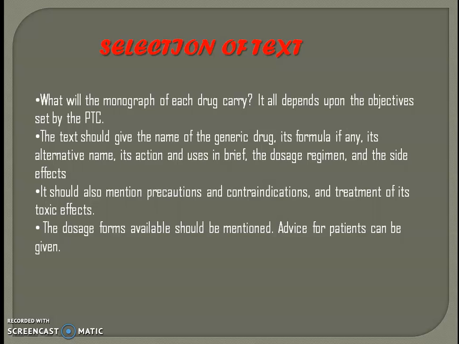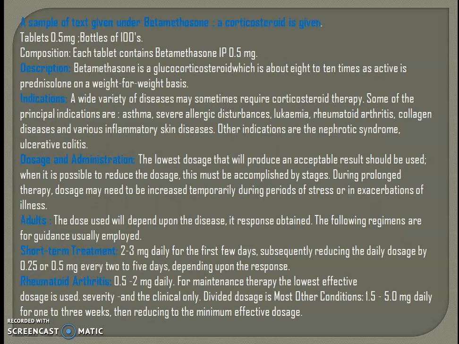Text should give the name of the generic drug, its formula if any, alternative names, its action and use in brief, the dosage regimen and the side effects. It should also mention the precautions, contraindications and treatment of a toxic event. Dosage forms available should be mentioned, and advice for the patient can be given. Okay, so this is a sample given under the text. The example is of betamethasone, a corticosteroid.